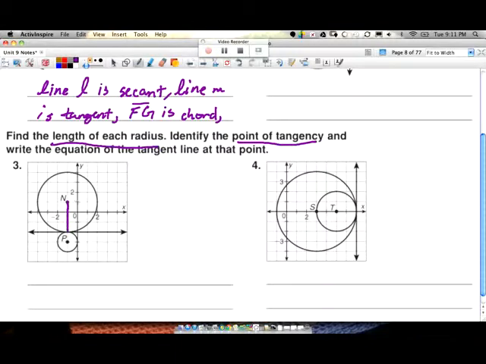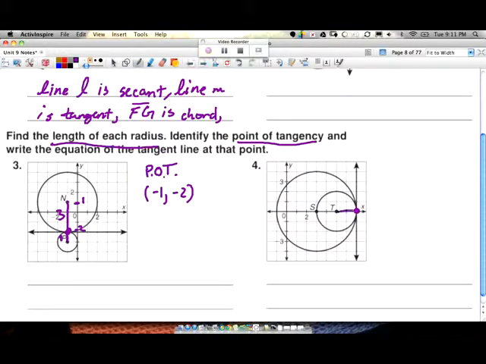And circle N has a radius. It starts at 1 and goes all the way down to -2. That's a distance of 3. 1, 2, 3. And for P, that has a radius of 1. And the point of tangency is right here where they both meet. That'd be, we'll call it the point of tangency. That's at -1, -2. That's where they meet.